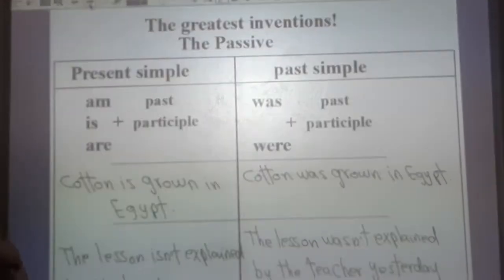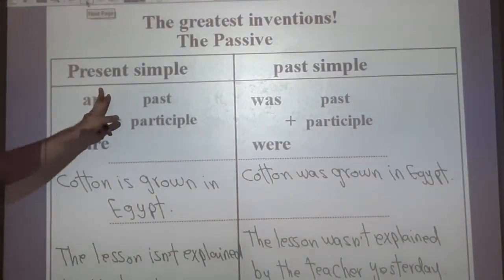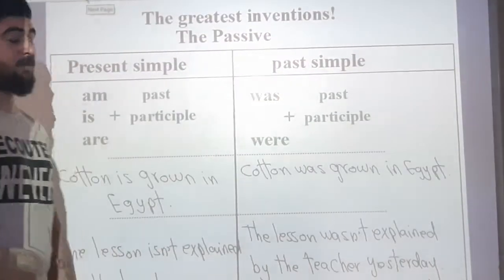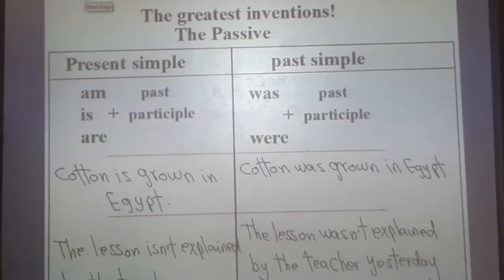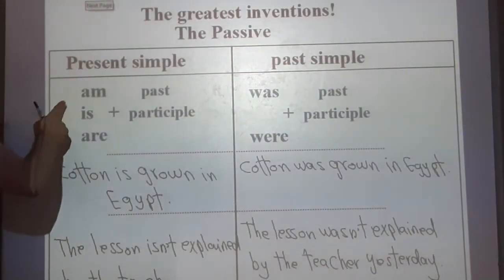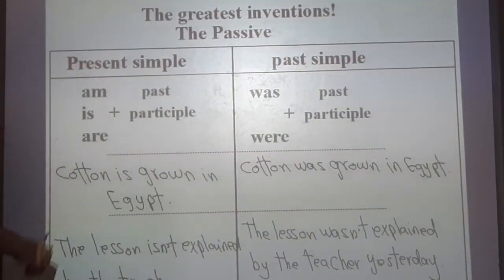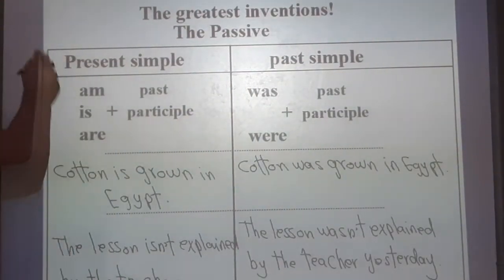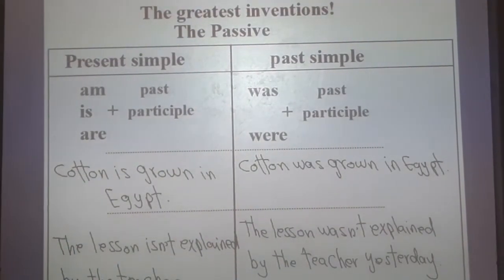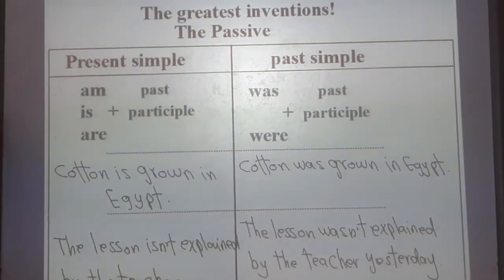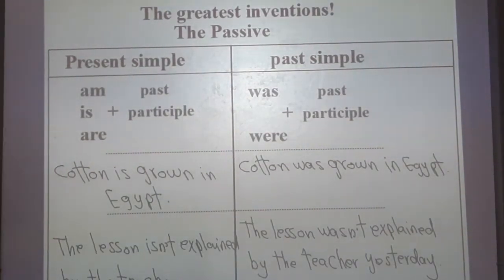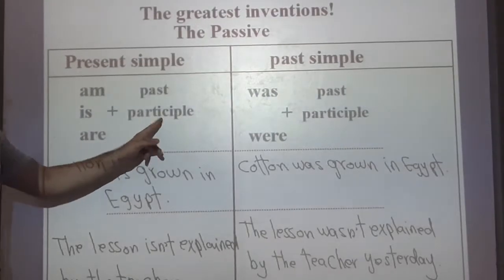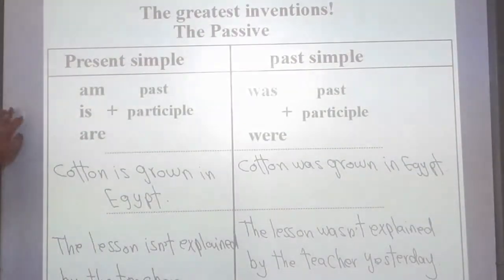We have here the passive in the present simple and in the past simple. In the present simple, the passive form consists of am, is, are, plus past participle. Past participle means the third form of the verb, like play, played, played; swim, swam, swum; run, ran, run. This is the past participle, the third form of the verb.